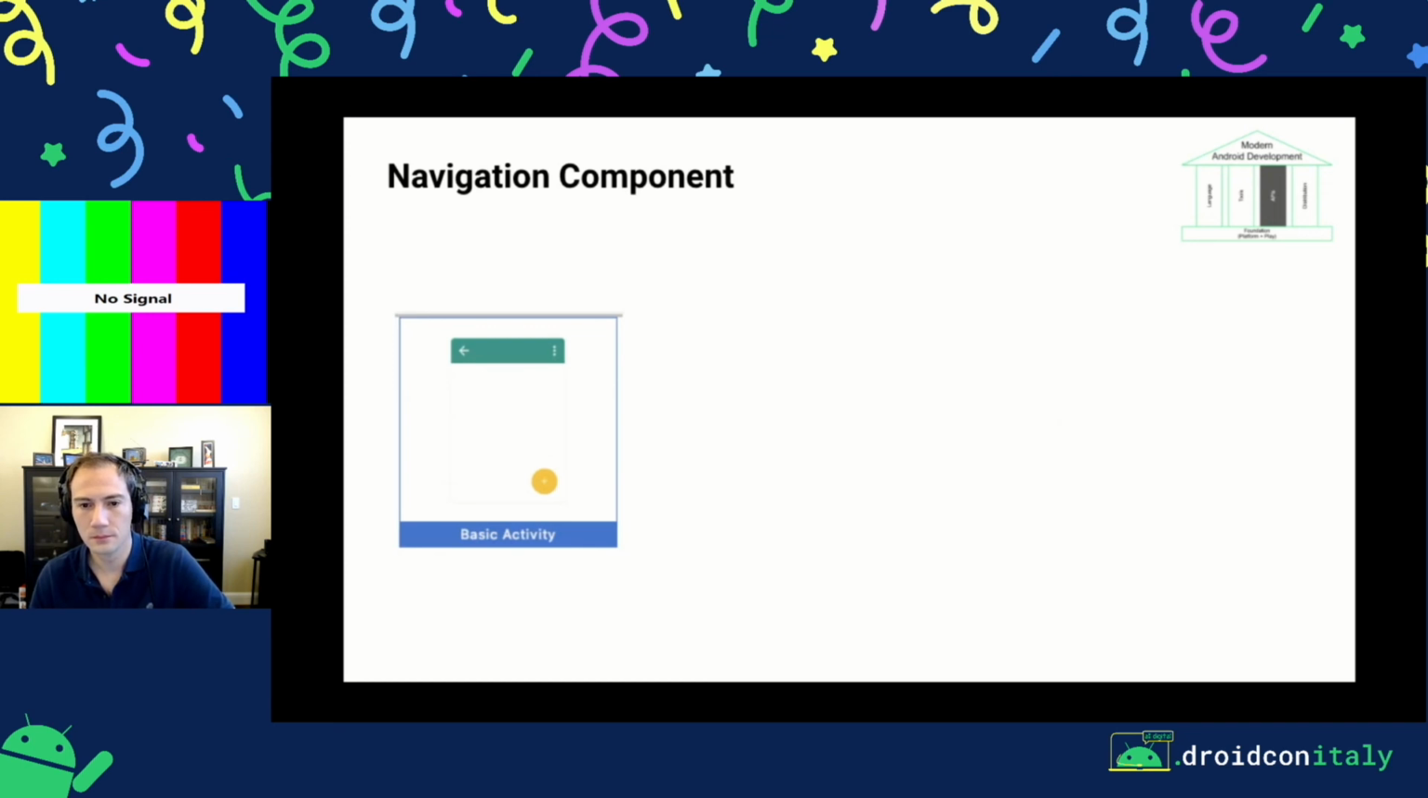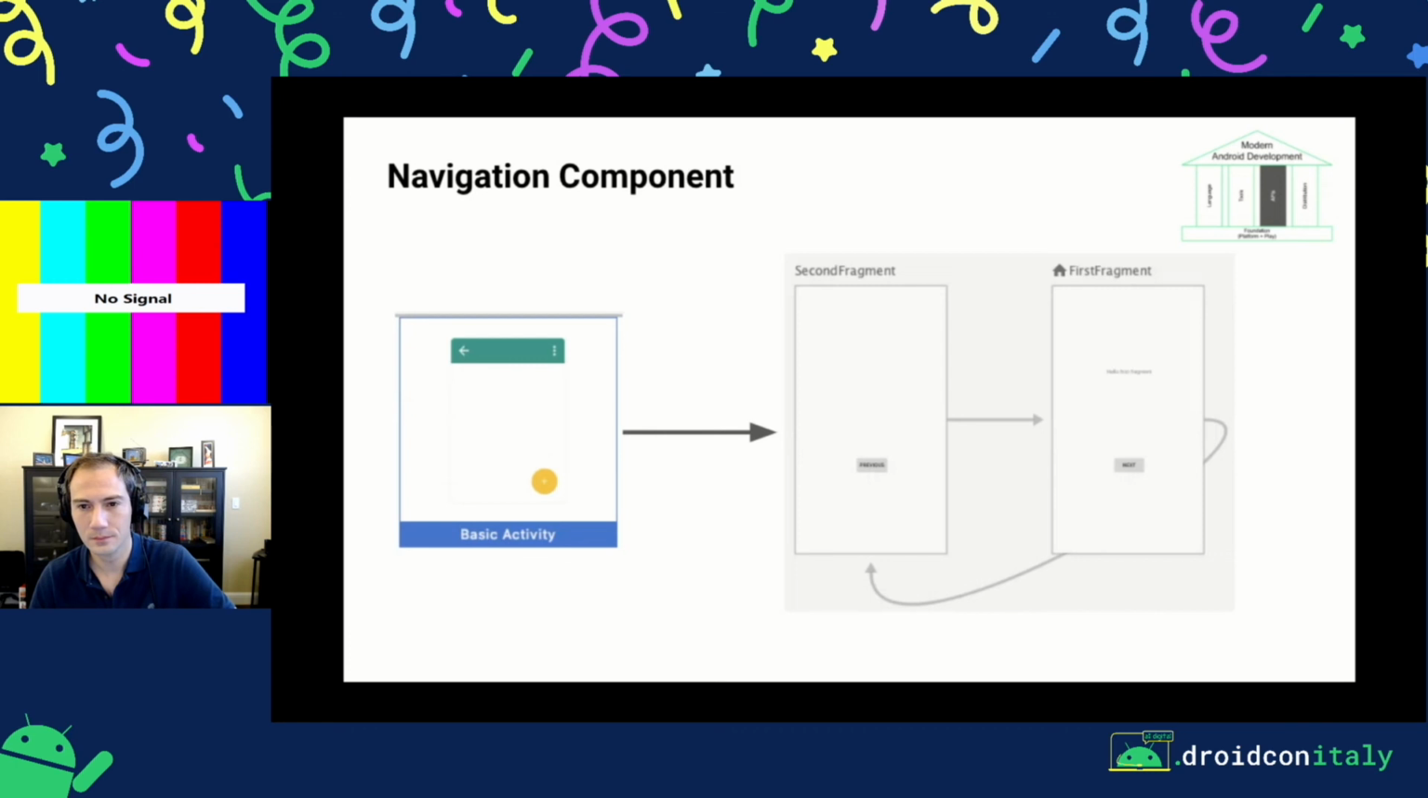Navigation component takes those patterns and embeds them in both an API as well as a tool. What I'm showing here is in Android Studio 3.6 and up, where we now expose navigation component, all the pieces that you need, in some of the standard templates that we offer. So if you create a basic activity, you will automatically get an activity with 2 destinations built in.